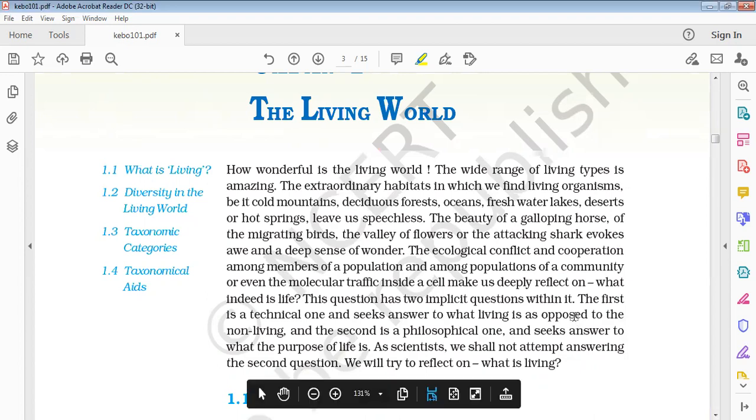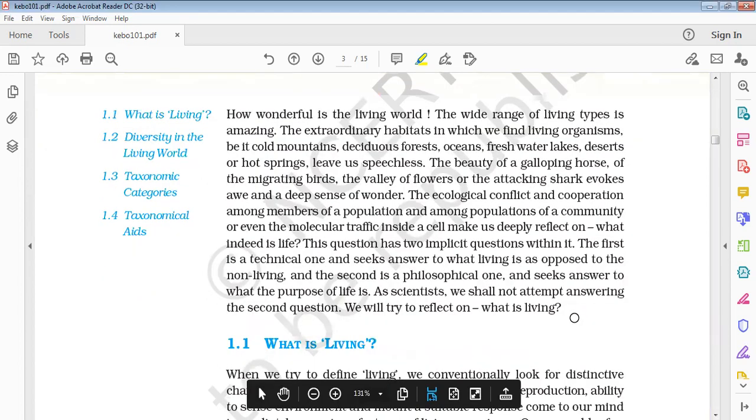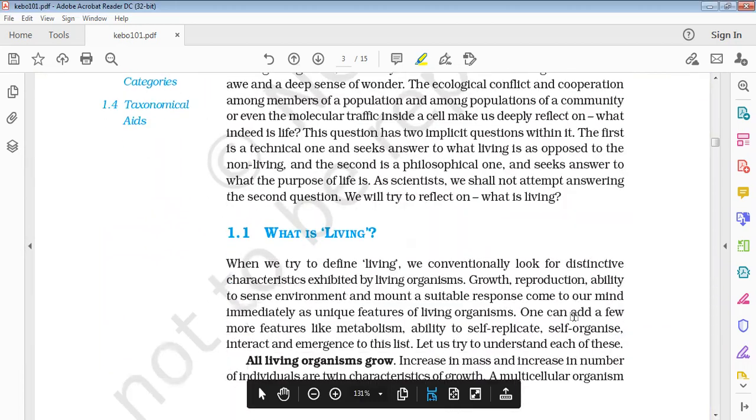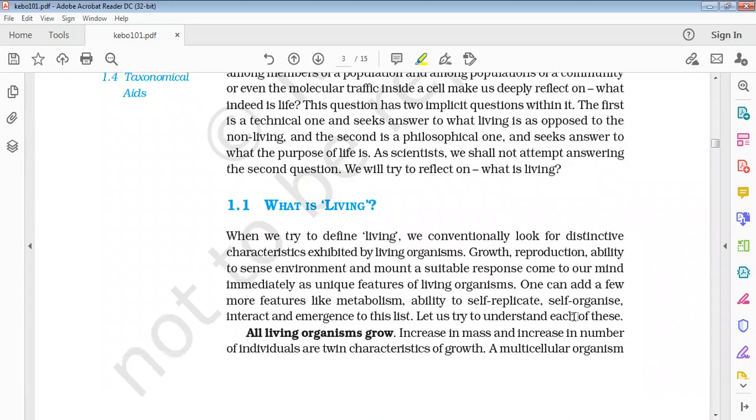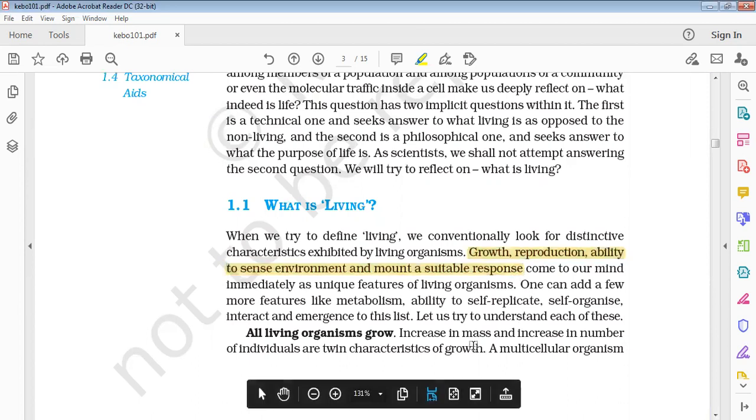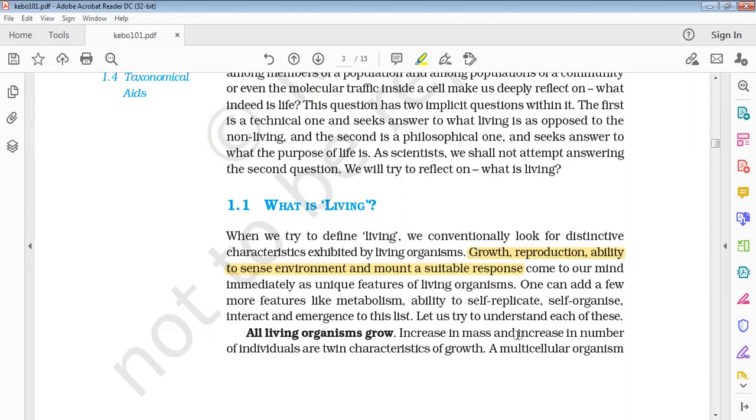So what do you mean by living? The first definition we are going to discuss is what is living. How can you define living? What are the characteristics or distinctive features exhibited by living organisms? As you all know, there are many characteristics that are distinct for a living being. Here the characteristics given are growth, reproduction, and the ability to sense the environment and mount a suitable response. These are some of the characteristics that are distinctive of living organisms.